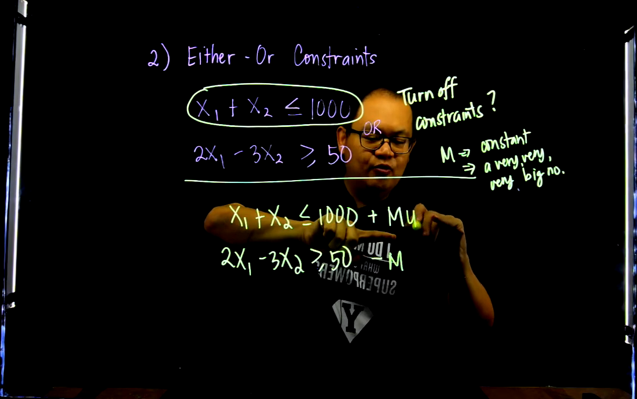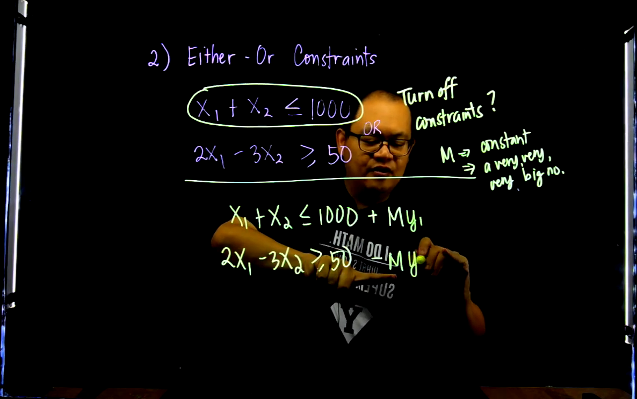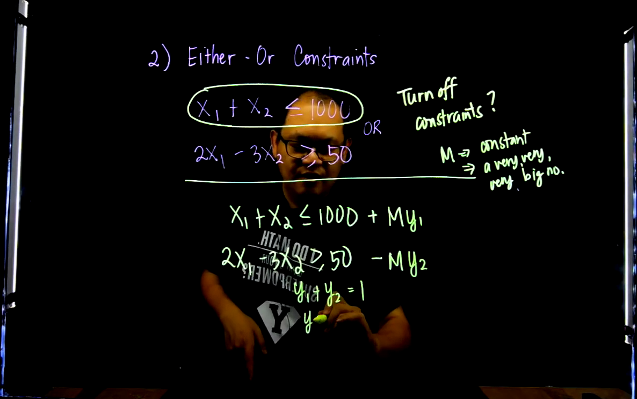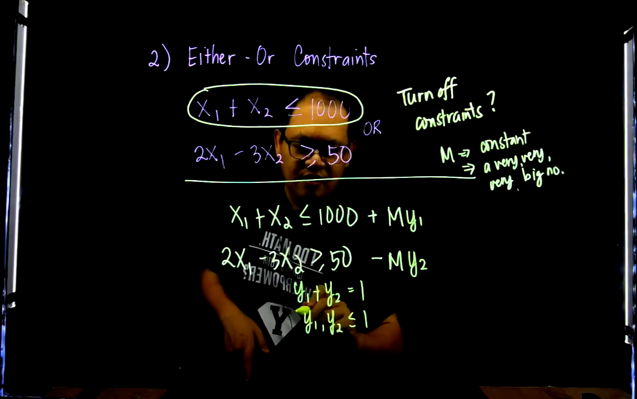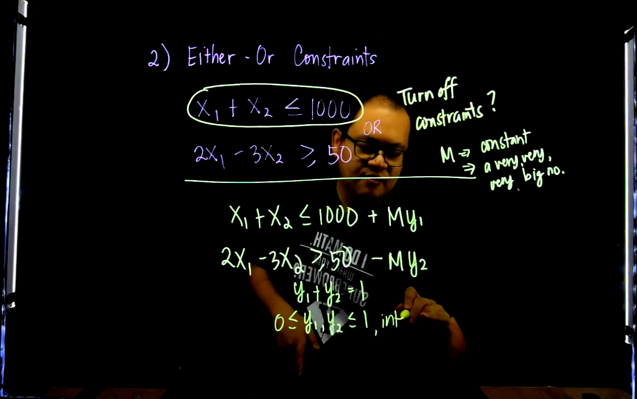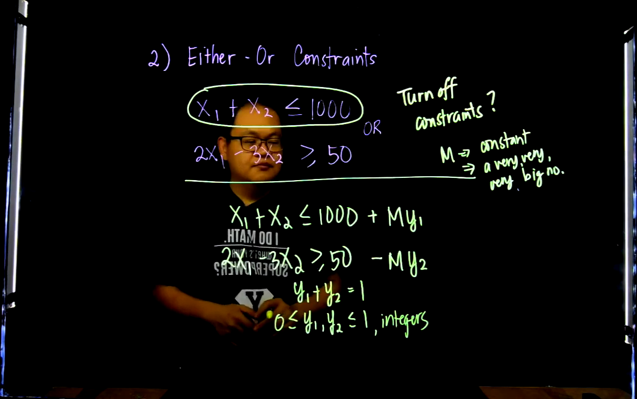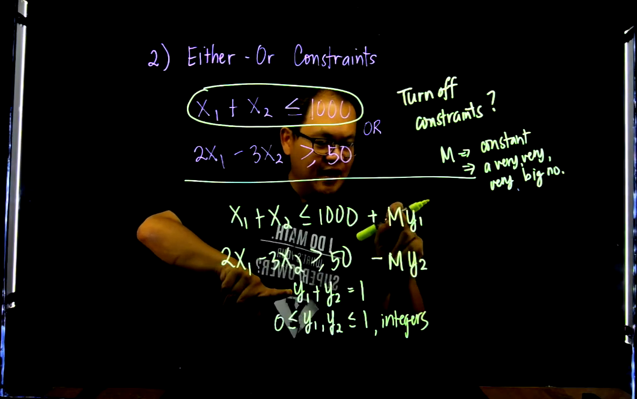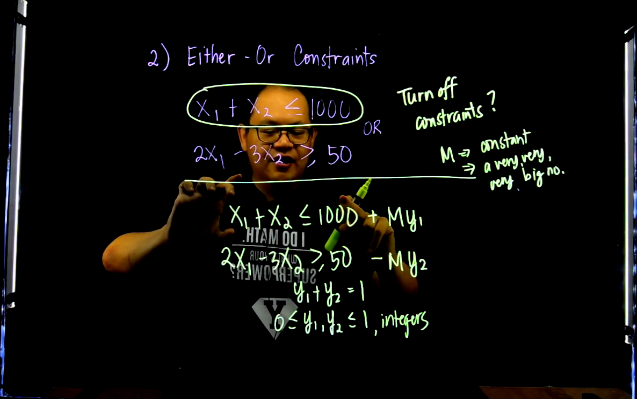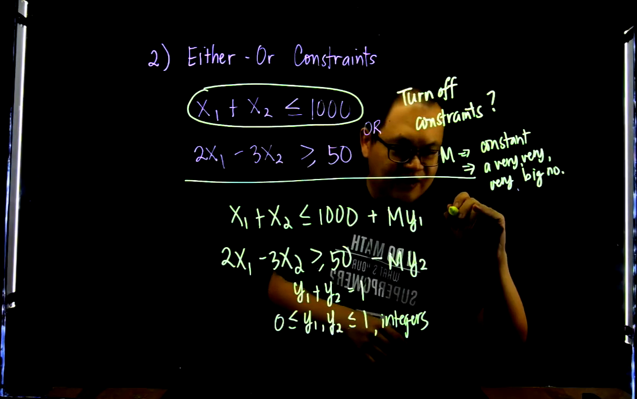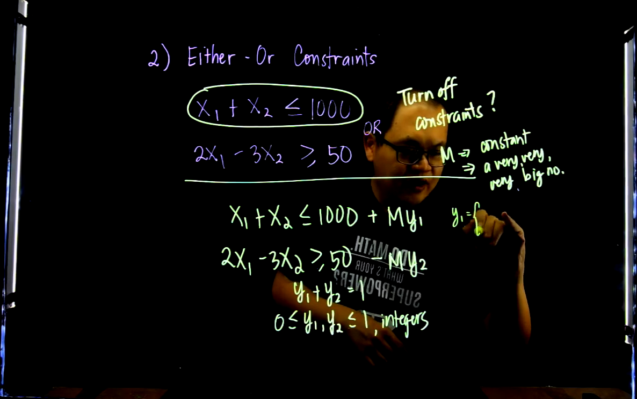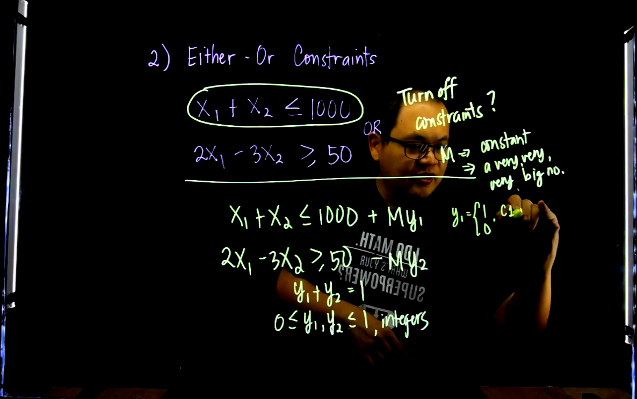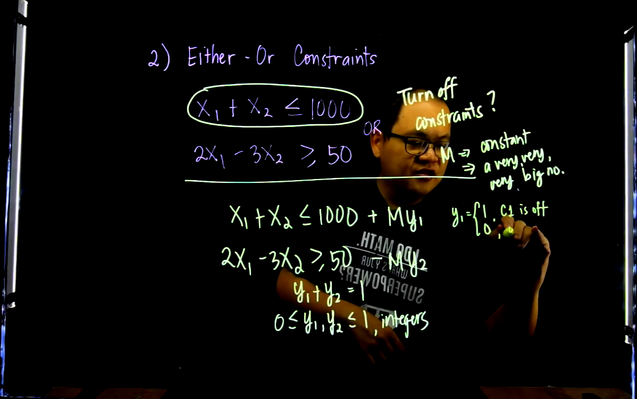You multiply M with Y1, you multiply M here with Y2, and then you have your Y1 plus Y2 equals 1, and then Y1 and Y2 are binary variables. So as you can see, if Y1 is 1, then this becomes 1. M gets added to 1000, therefore constraint 1 is off. So let me define that so that it's clear. Y1 is binary. If Y1 is 1, then constraint 1 is off. This one is otherwise.